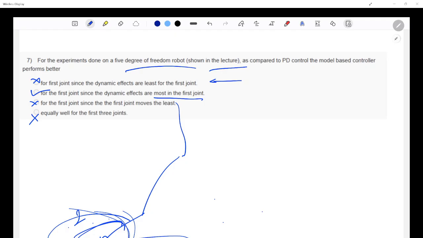So model-based control provides maximum benefit when the nonlinear dynamics are strongest. In a robot, this is typically the base joint which carries the entire structure. So joint 1 is lifting the whole robot. It has far more complex dynamics as compared to joint 5, which is a small link and almost linear. So the closer to the base you are, the more dynamics you have, and the more benefit you get from model-based control. All right.